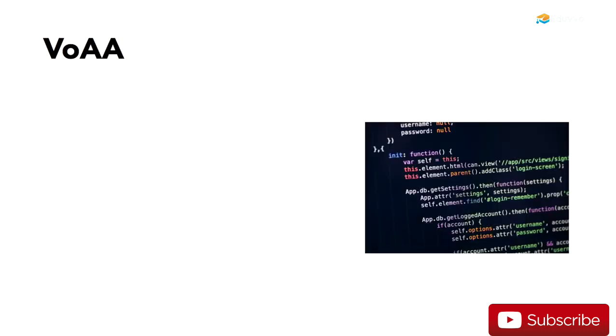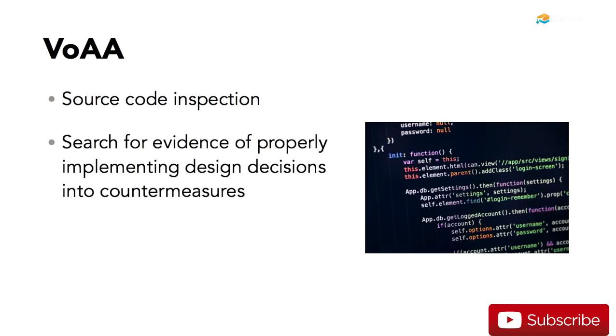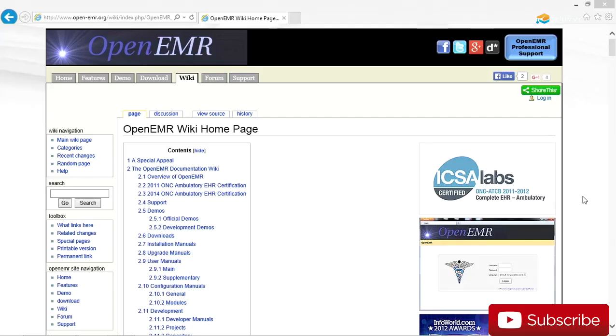The VOA phase is where you examine the source code and look for any evidence of properly implementing security design decisions into countermeasures that address related vulnerabilities. Using all these three phases of AAFS, it is possible to conduct a thorough inspection of software with respect to its security practices. OpenEMR is an open source project that implements an electronic medical record system, or EMR.